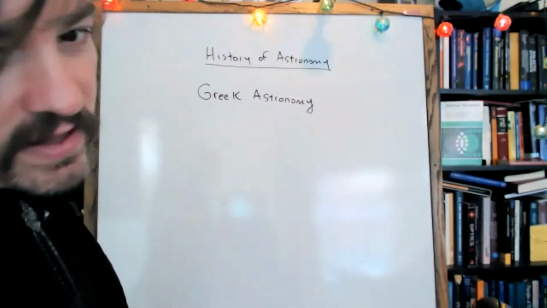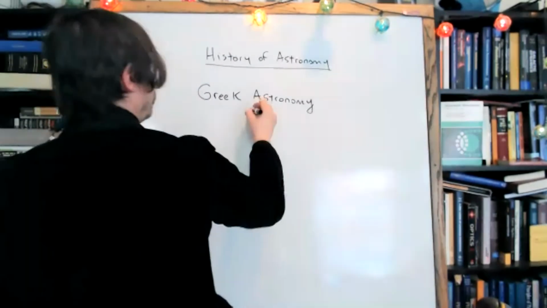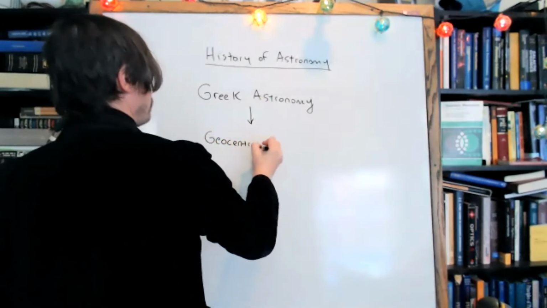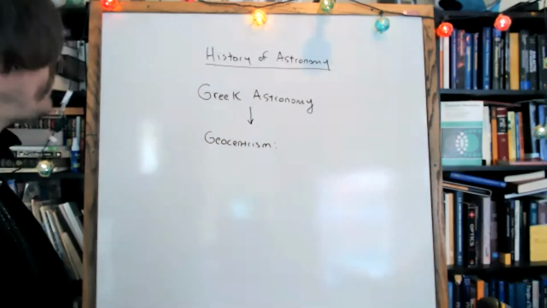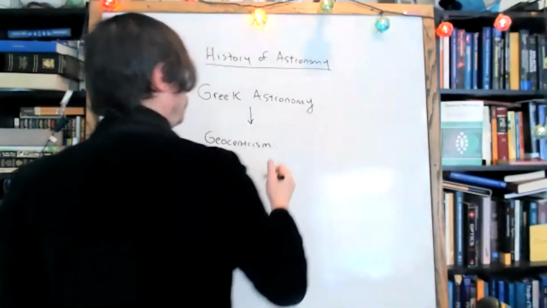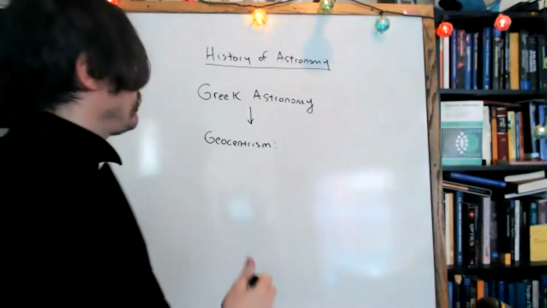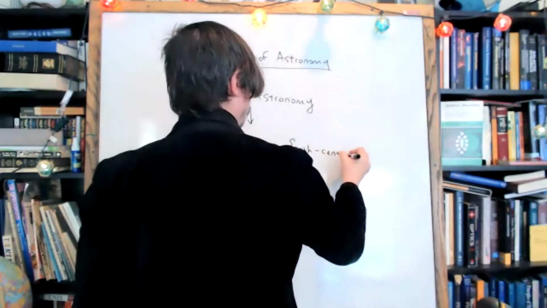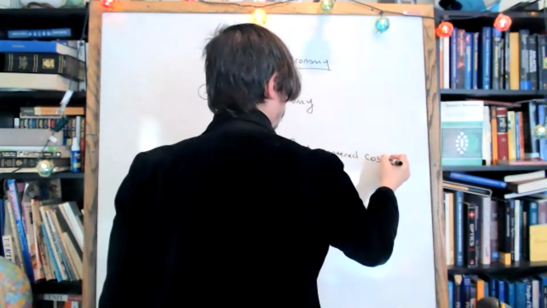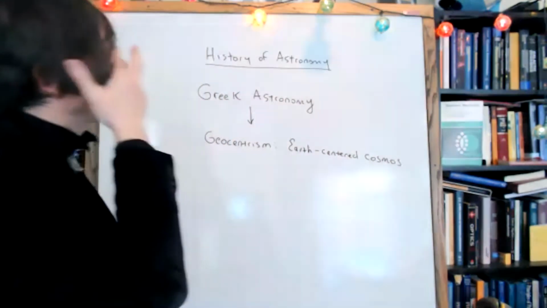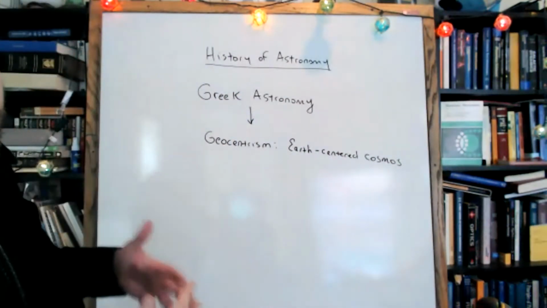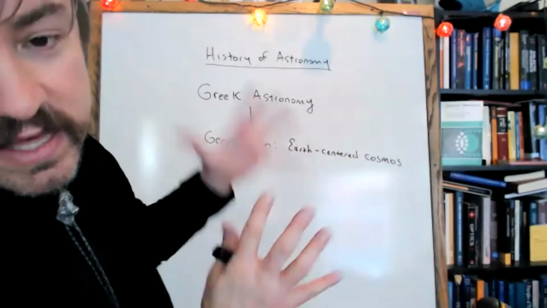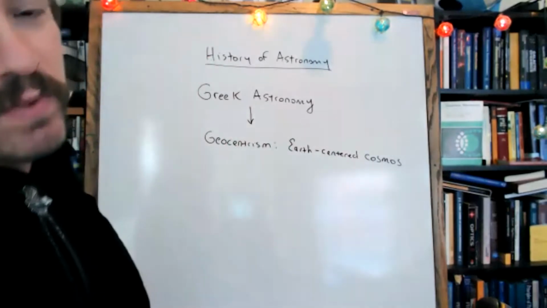One of the important ideas that was developed in Greek astronomy was an idea we refer to as geocentrism. Geocentrism is a hypothesis or a theory in which you have an Earth-centered cosmos. I don't want to say solar system because for them, the solar system and the universe were the same thing. So I say cosmos to imply this was as big a concept as they had for what the universe was made out of.